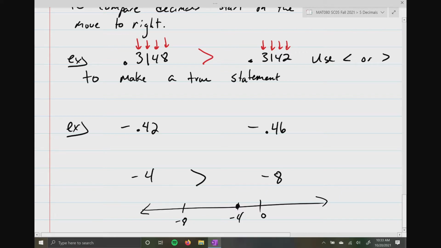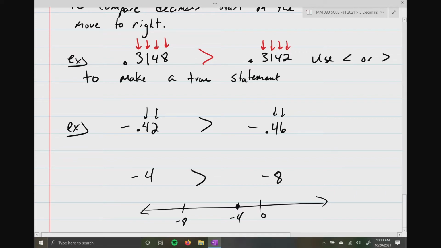Okay? So as long as you can remember that, when you compare decimals, it follows the same trend. Okay? So sometimes, and I've seen this a bunch of different ways, people just say, okay, well, if we look at this, -0.42, we compare the 4s, they're the same. We compare the 2s, and they're the same. So -0.42 is greater than -0.46 because it's further to the right on a number line.